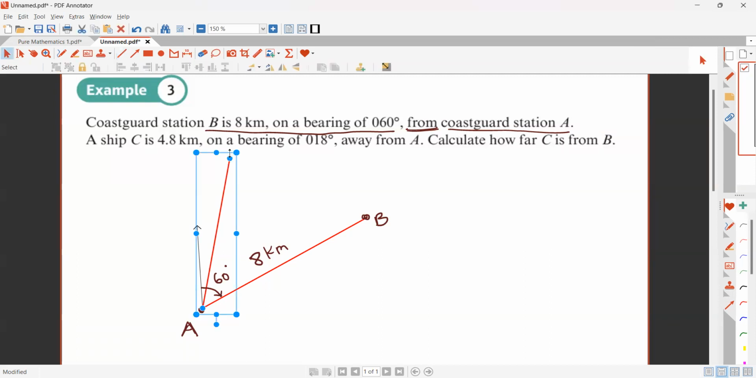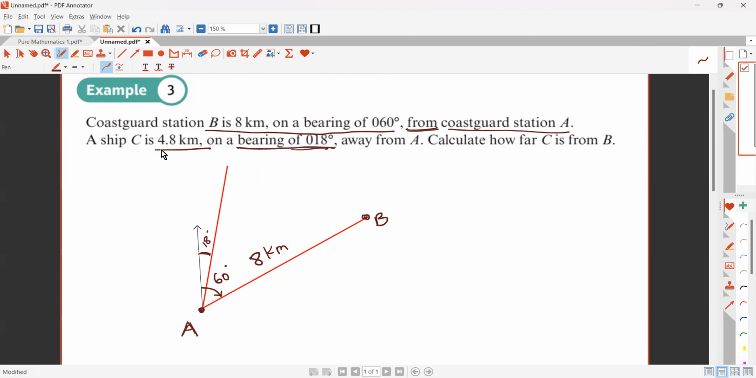Okay, hi guys. Sorry, there was someone at the door. So what did I do? This is 18 degrees I took, and 8 kilometers. How much is this? 18 degrees. Correct or not? 18 degrees clockwise. You understood? Because they said a bearing of 18 degrees and a distance of 4.8 kilometers from A. So from A, I'm taking 18 degrees. Understood? You will get a chance to draw this by reading the question.